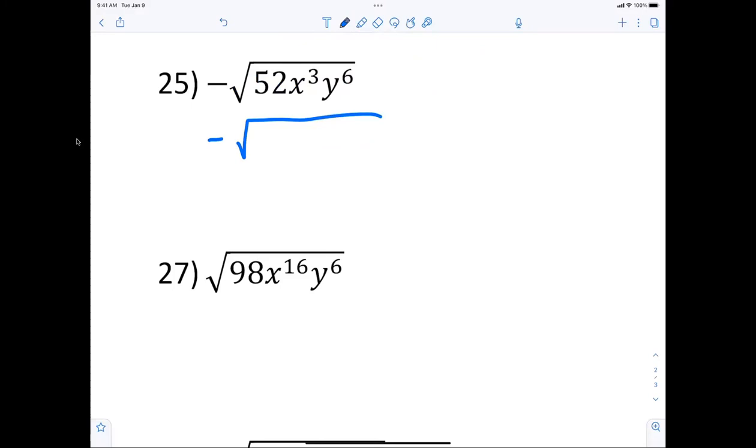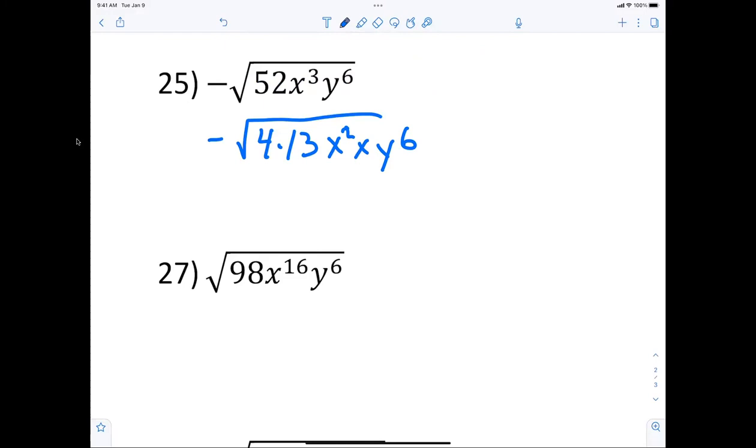All right, 52 is how much? 14 and 3. Oh, four, no, 14 and 3. 15 and 4. 4. Yes, I know what you meant. 4 and 13. X cubed becomes what? X squared and x. And then we just leave y to the 6th alone because it is a perfect square. Everybody's happy with that, right?